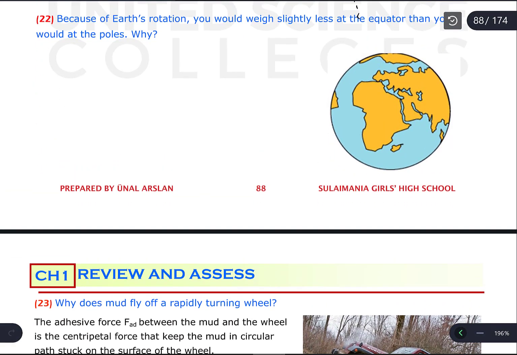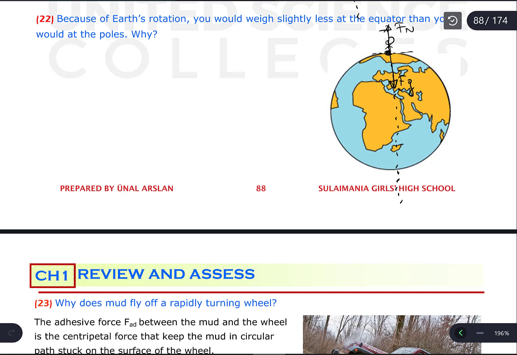Question number 22. Because of Earth's rotation, you would weigh slightly less at the equator than you would at the poles. Why? So again, this is related to Earth's rotational motion about its axis. When you are standing at the poles, two forces act on your body. One force is the gravitational attraction of Earth, which is Fg. The second one is, because you are in contact with the surface, there will be a perpendicular force acting on your body, which is called the normal force.